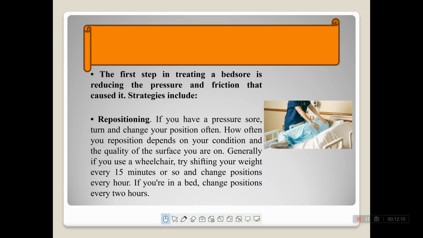Then after that, we have the preventive steps. The first step in treating a bed sore is reducing the pressure and friction that cause it. Firstly, repositioning. If you have a pressure sore, turn and change your position often, and it totally depends on the patient's condition and the quality of the surface you are on. And if the patient is on the bed, we change the position every hour. Repositioning is a very important step to prevent the bed sore.